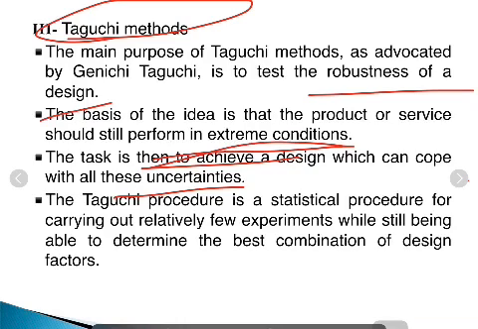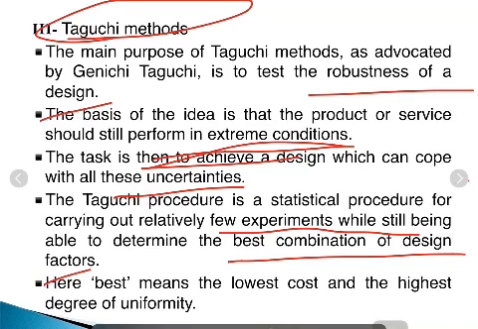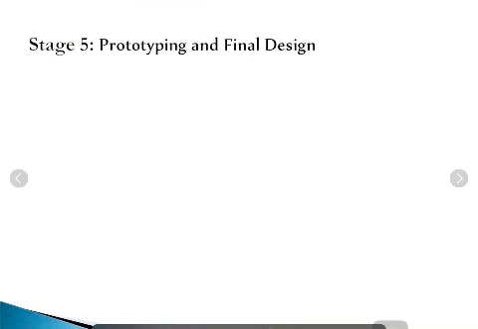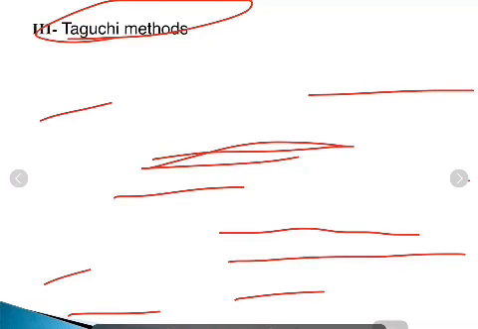Such a procedure is a statistical procedure for carrying out relatively few experiments while still being able to determine the best combination of design factors. Here, best means the lowest cost and the highest degree of uniformity. So such a technique, we call it the Taguchi method.